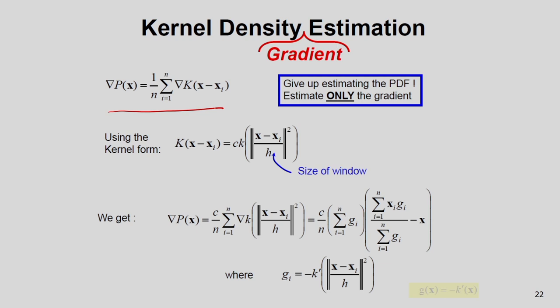And if I consider this kernel k(x minus xi) equal to ck, in this case we are considering the norm of (x minus xi) divided by h, and h is nothing but the size of the window. It is also called the bandwidth parameter.